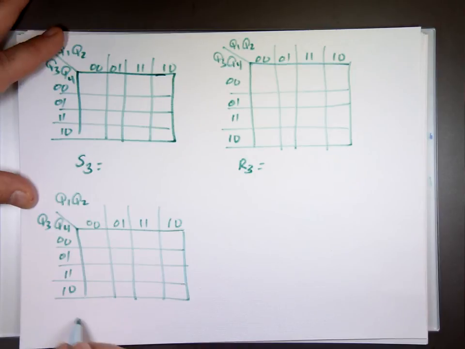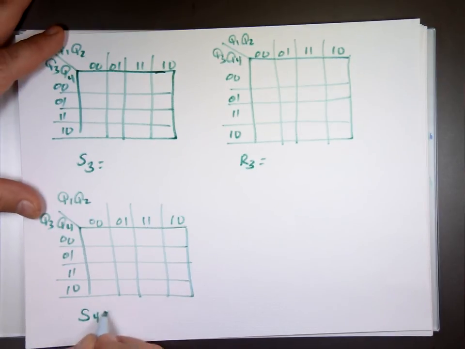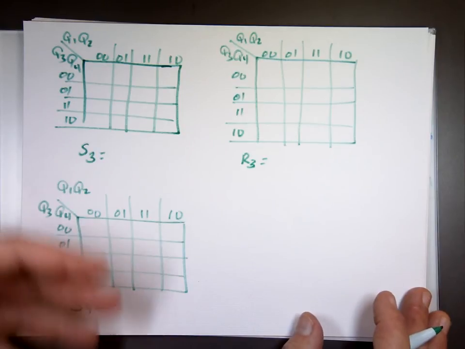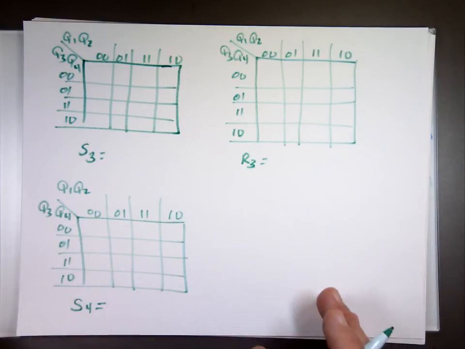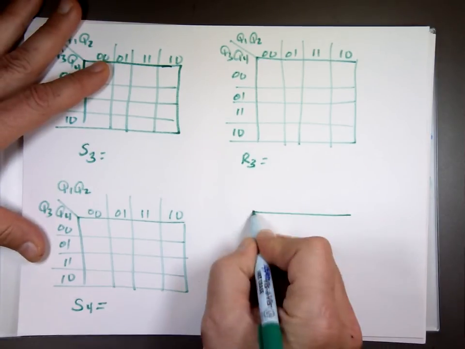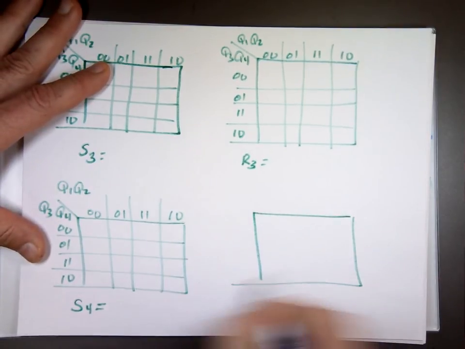S4. By the way, you can use a ROM for these. You can use PLA. You can use decoders, multiplexers if you want to. You can still mix and match. I'm just trying to build them using just connections and gates.